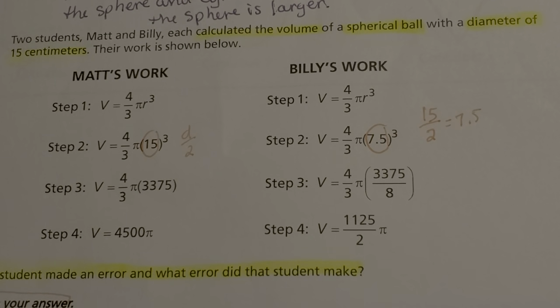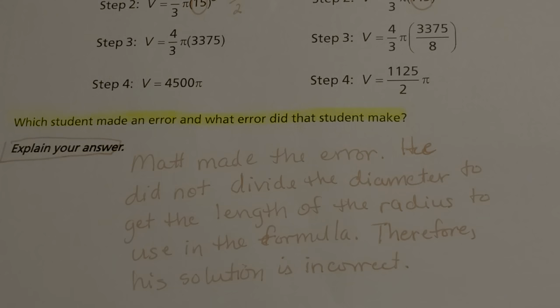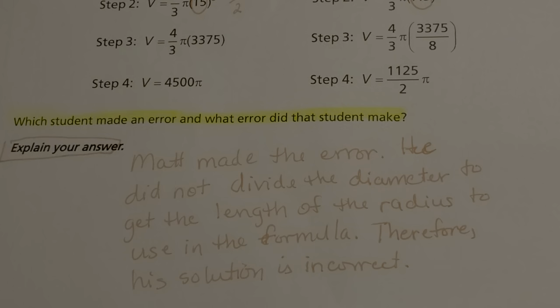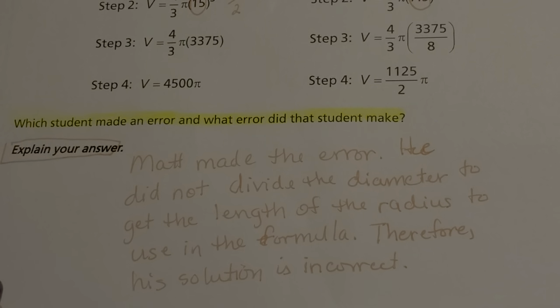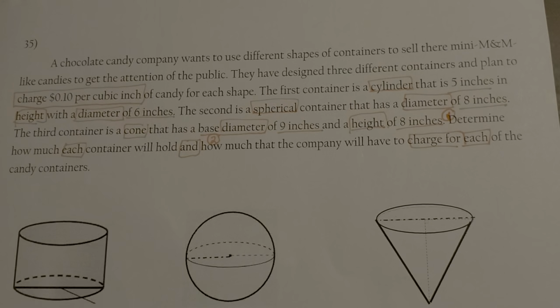So I need to answer this now. So I write my statement to explain my answer. Matt made the error. He did not divide the diameter to get the length of the radius to use in the formula. Therefore, his solution is incorrect. We will work this constructed task together.